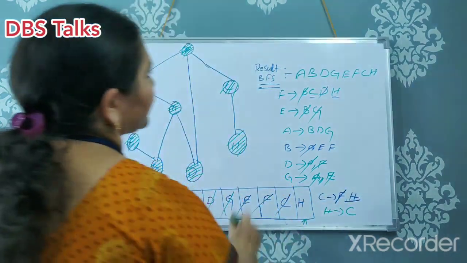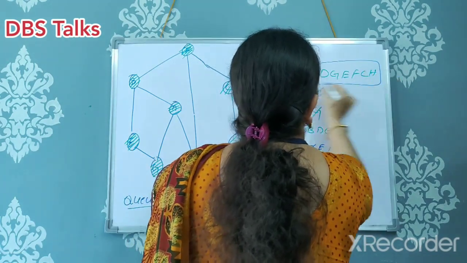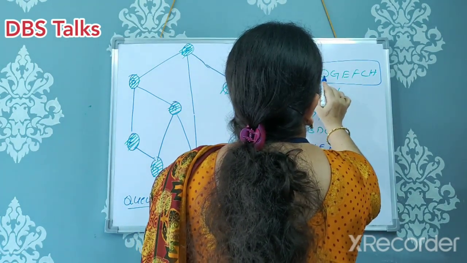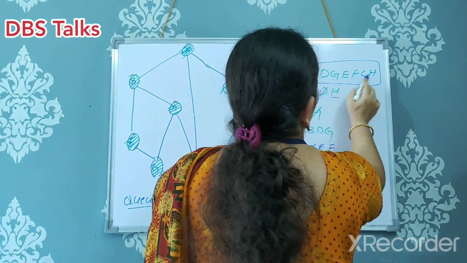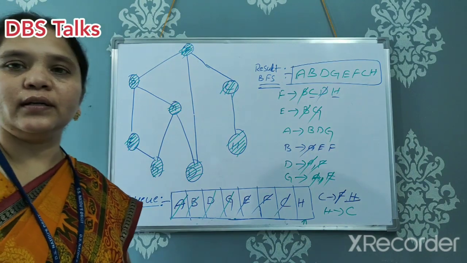So this is the output. This is the final result of the particular queue: A, B, D, G, E, F, C, H. Yes, ma'am, this is the answer for this particular graph.